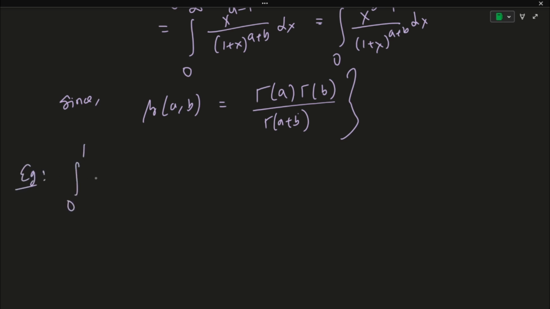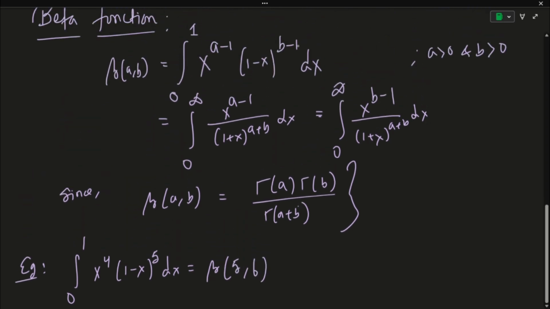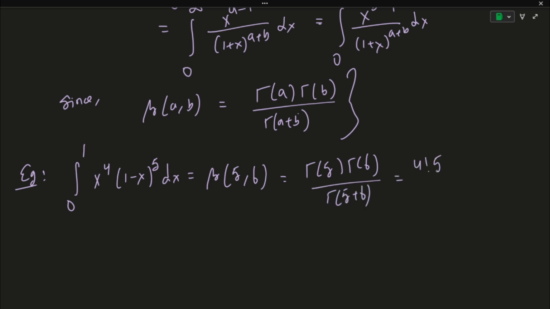So let's say you want to find the integral from 0 to 1 of x to the power 4, (1 minus x) to the power 5 dx. Remember, this is nothing but the integral beta of 5 comma 6. Why am I writing 5 comma 6? Because you notice that a minus 1 and b minus 1 were there and not a and b. And beta of 5 comma 6 is nothing but gamma of 5, gamma of 6 by gamma of 5 plus 6. You evaluate this, you get 4 factorial, 5 factorial divided by 10 factorial. You can find out the value yourself. So yeah, a lot of integrals become very easy.